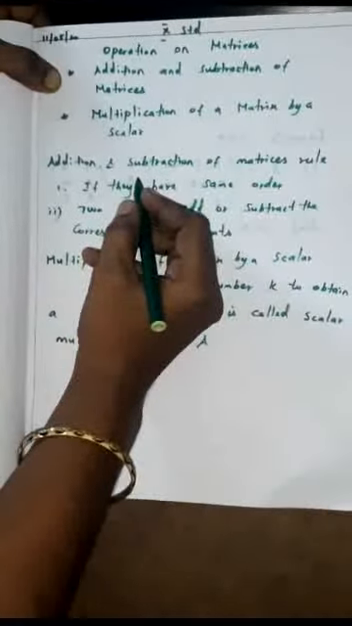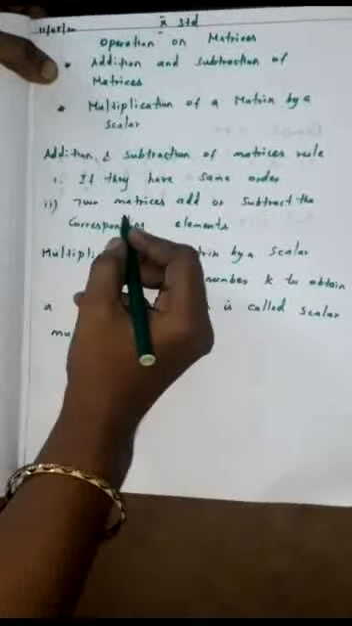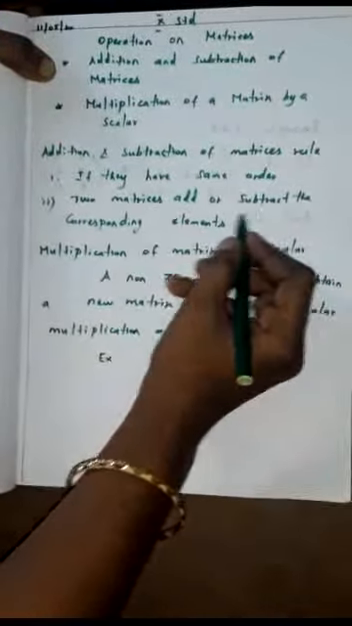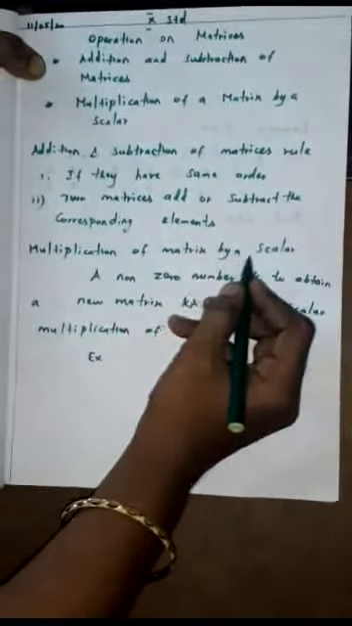The next rule is for addition and subtraction of matrices. If the given matrices have the same order, then we go to the next step: for two matrices, add or subtract the corresponding elements.